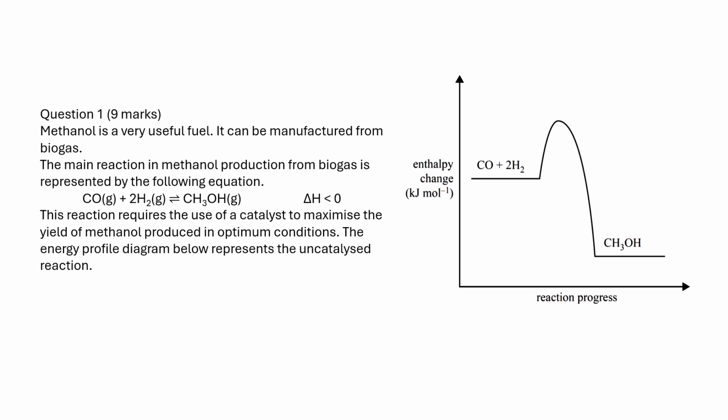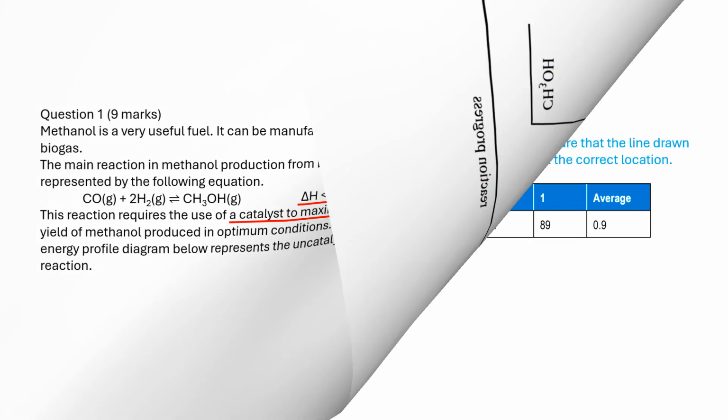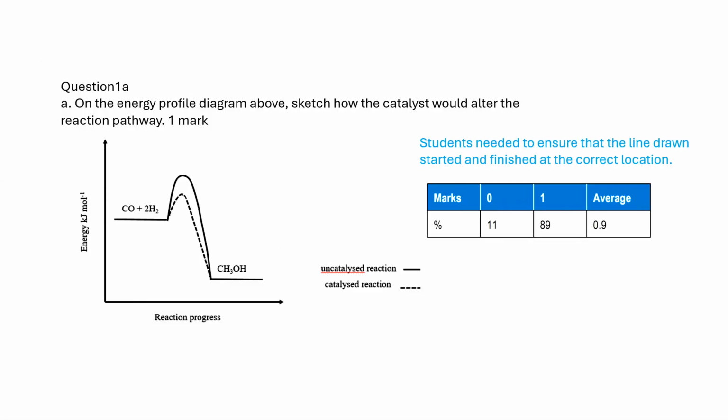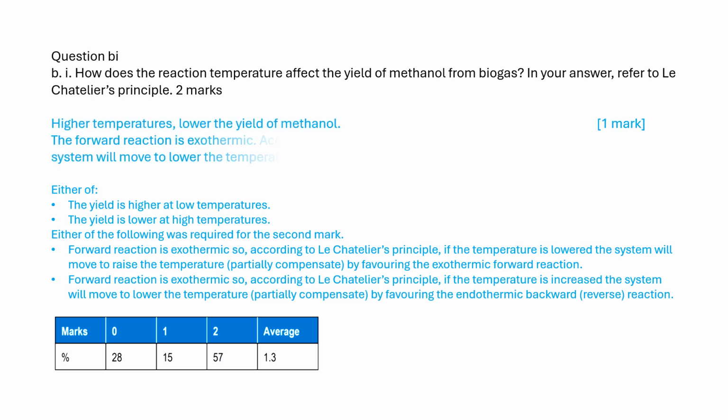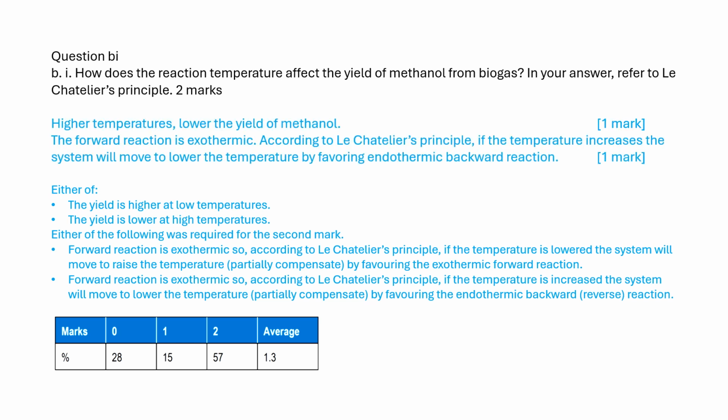The reaction in methanol production is exothermic. The catalyst is used to accelerate the rate of reaction. The catalyst decreases the activation energy but does not change the enthalpy of molecules in reaction. Higher temperatures lower the yield of methanol. The forward reaction is exothermic. According to Le Chatelier's principle, if the temperature increases, the system will move to lower the temperature by favoring endothermic backward reaction.